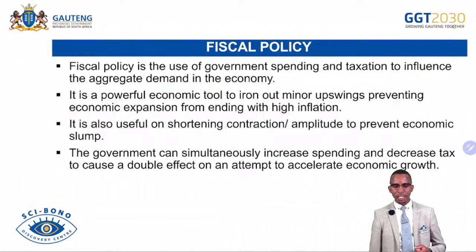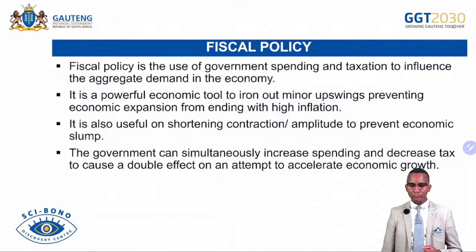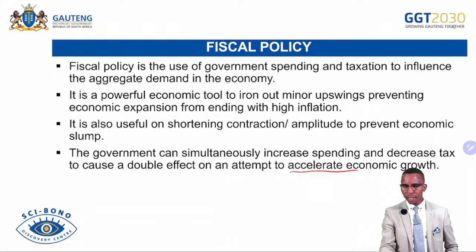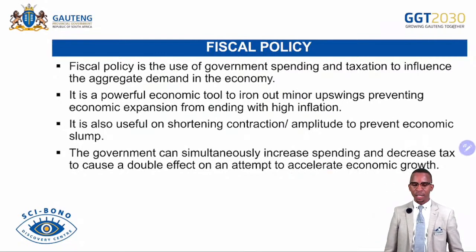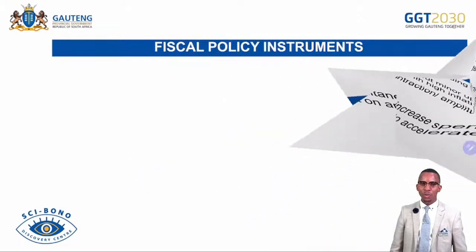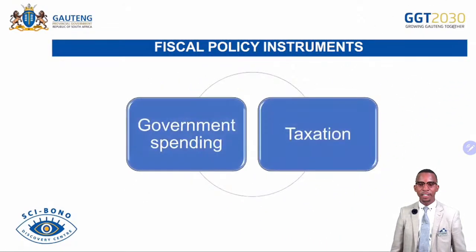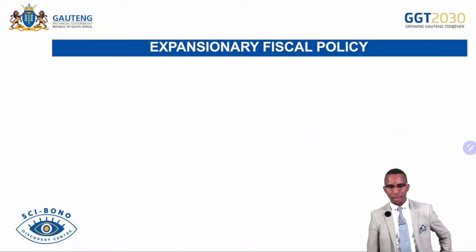So the government can simultaneously increase government spending and decrease taxation to cause a double effect in an attempt to accelerate the economy. In order to increase economic performance, both of these instruments can be used expansionary. So these are the fiscal policy instruments, the government spending and the taxation. Remember, they are both used expansionary and contractionary.